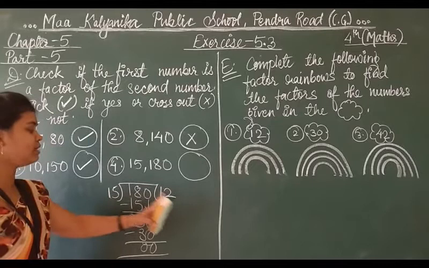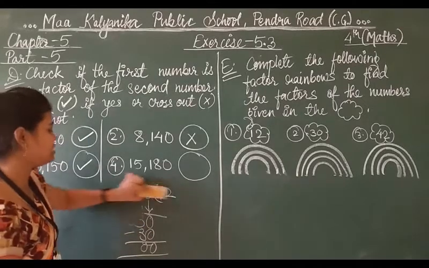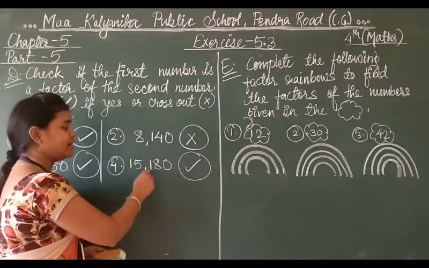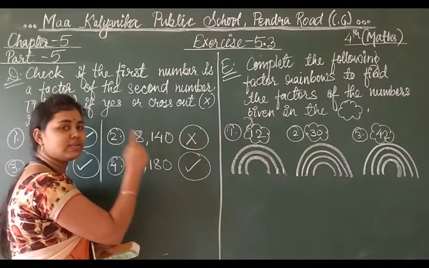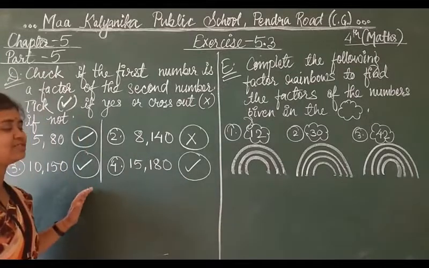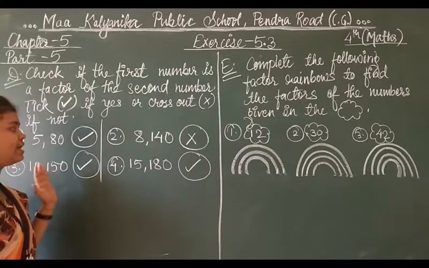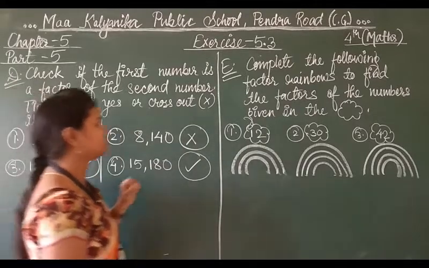So 15 12's are 180, because the remainder is 0. As the remainder is 0 again, it means it is a factor. 180 is exactly divided by 15, which means 15 is a factor of 180. So students, I hope question number D is very much clear to you, because I have solved all 4 questions and given the explanation of that. So solve according to this.